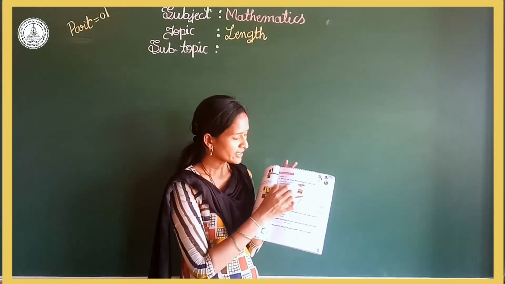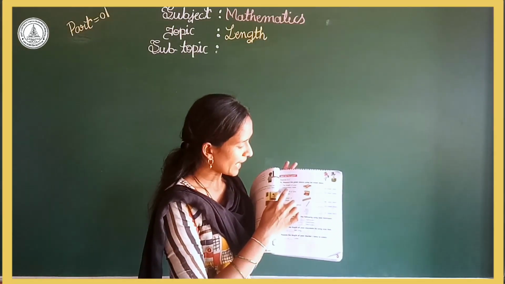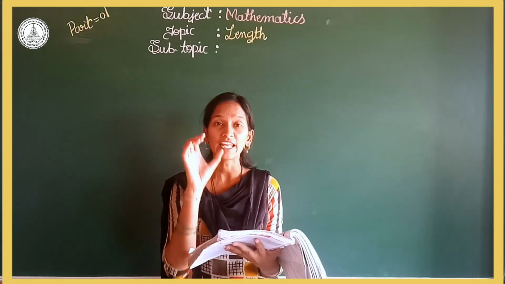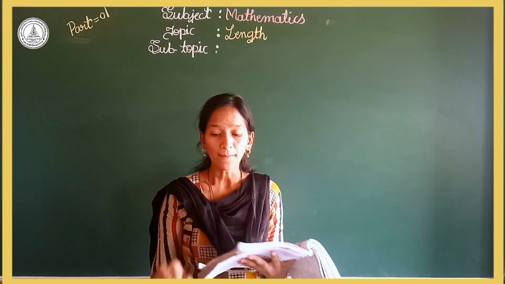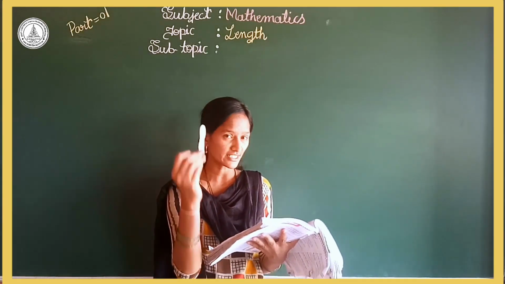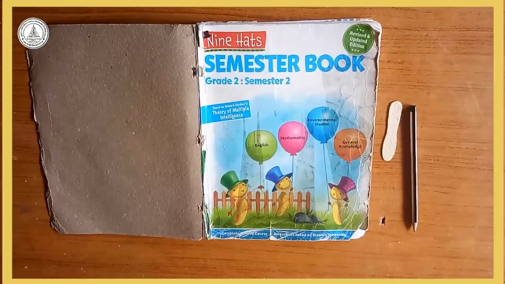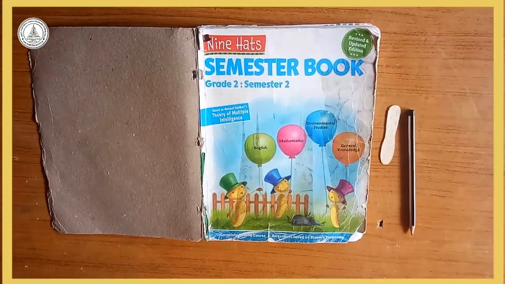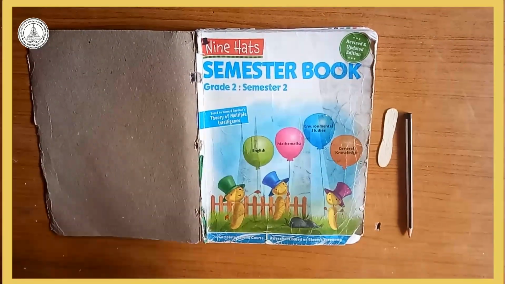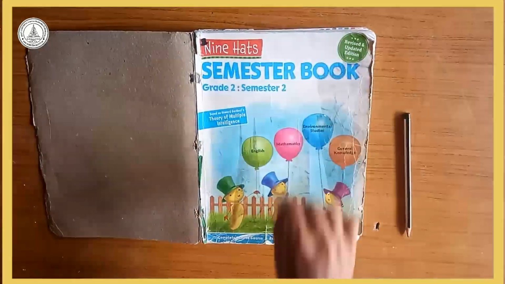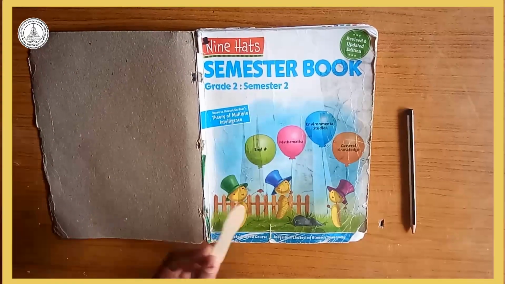This is the first one, right? The length of your mathematics book. You can measure the length of your mathematics book by using an ice cream stick. All of you observe here. Students, this is your textbook, right? All the subjects are combined here. I am measuring this side of the length by using this ice cream stick.